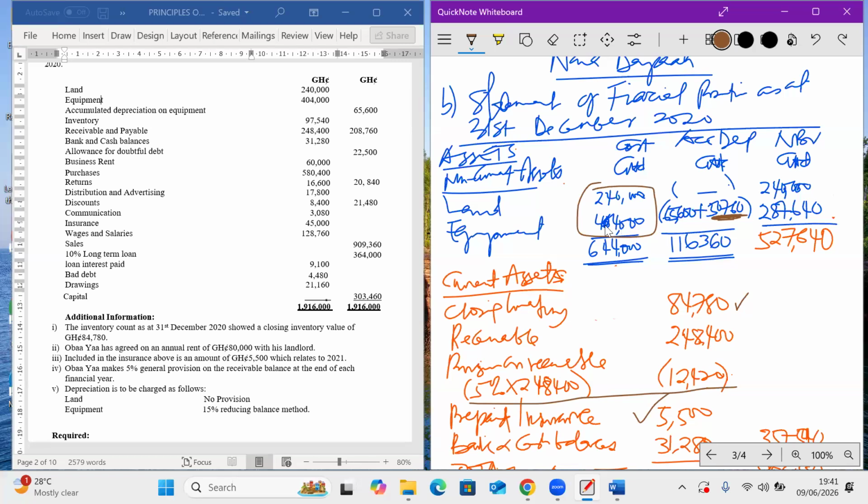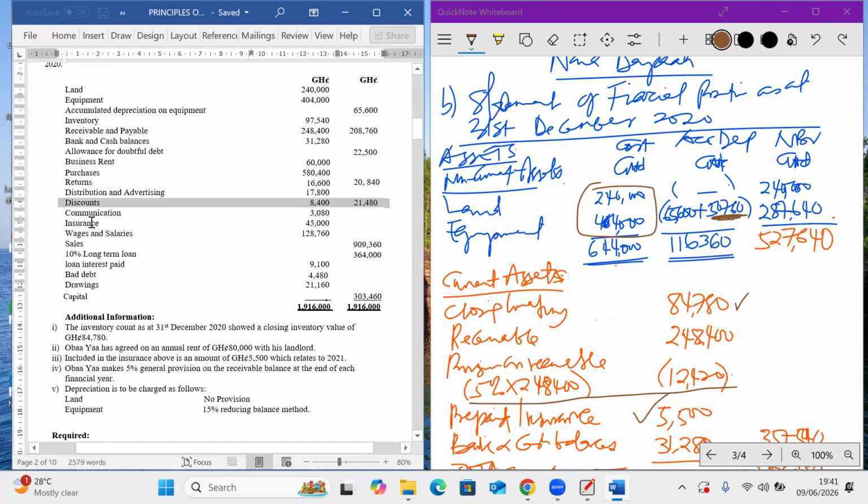We didn't use the 404,000 entirely. We only calculated the depreciation on it. But in the balance sheet, we use the full figures, the total figures. The bank and cash, we didn't use it in the P&L. We use it in the balance sheet. Receivables and payables, we didn't use them. We only calculate the 5% on the receivables. But the full figures, we use them in the balance sheet. Discounts is a P&L item. We have to note.